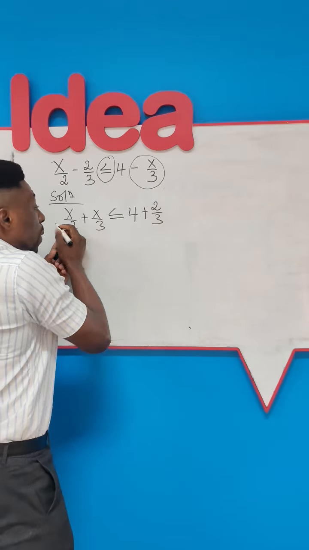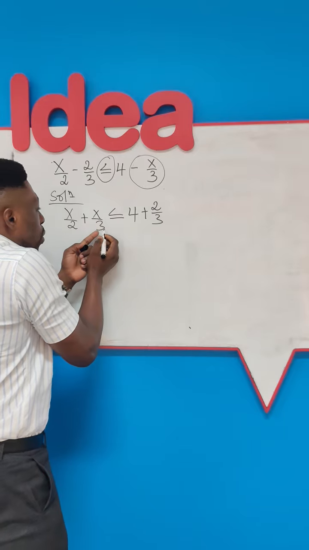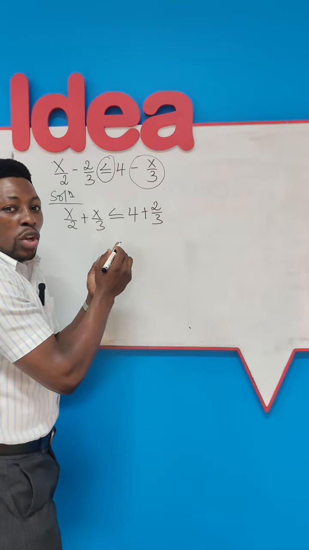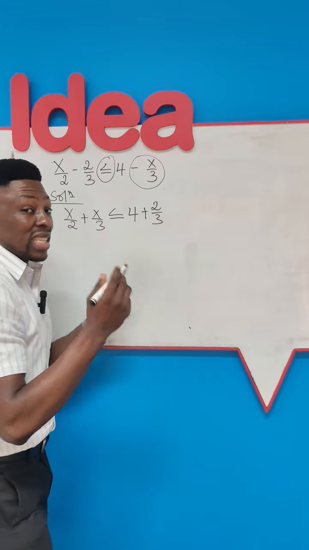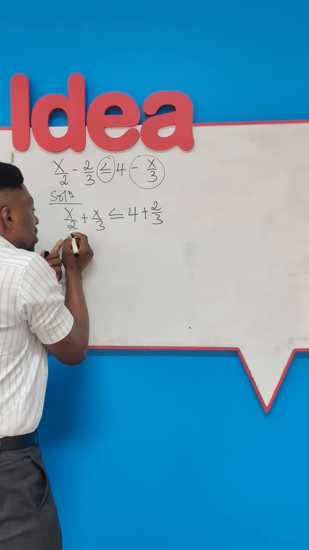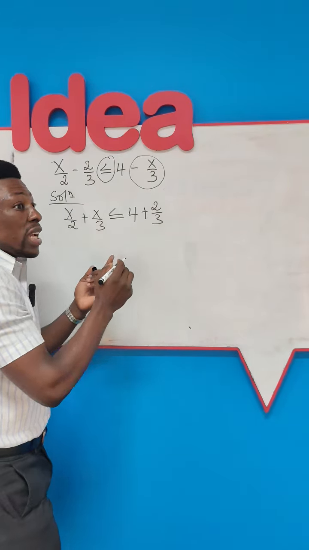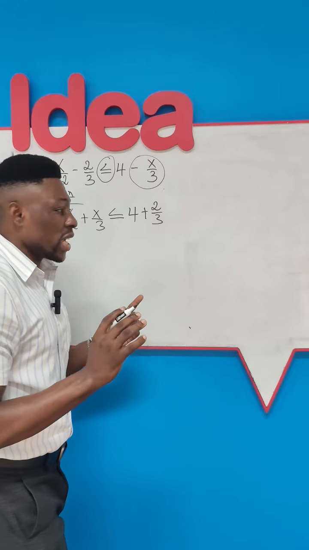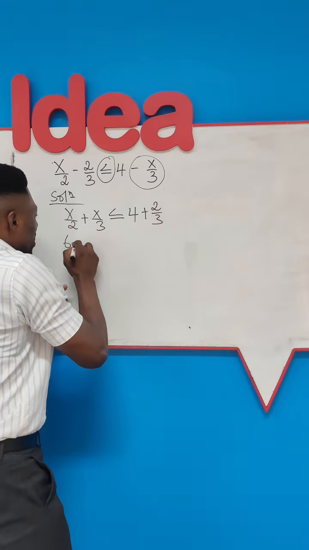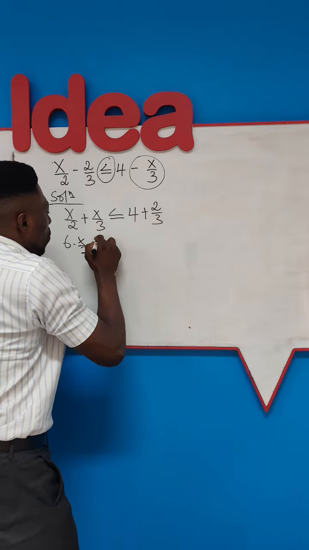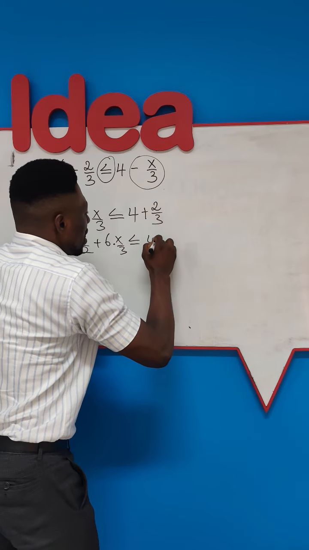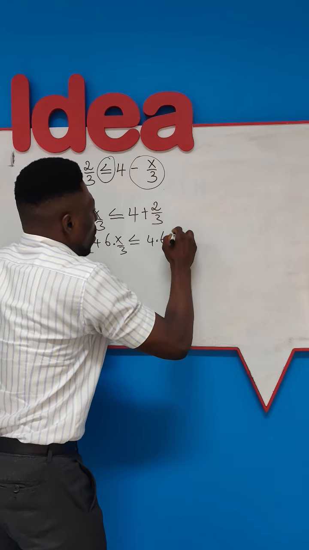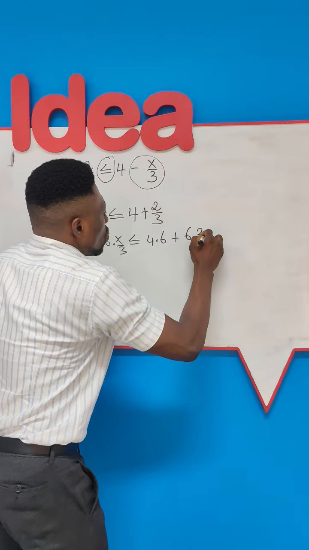All right, now looking at it, if I say multiply all through by 3, 2 cannot cancel 3. Or if I say multiply all through by 2, 3 cannot cancel 2. On the other hand, if I say multiply throughout this equation by 6, which is the LCM of 2 and 3, it is going to do the deal. So let's try this. 6 times x/2 plus 6 times x/3 is less than or equal to 6 times 4, and then plus 6 times 2/3.